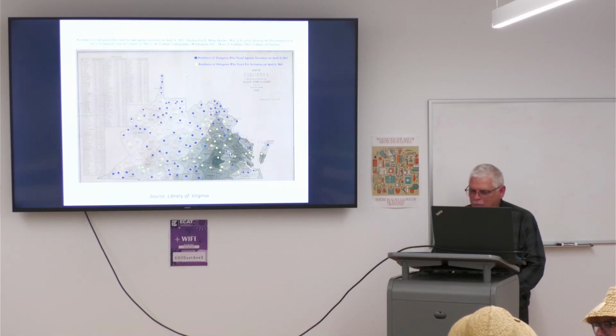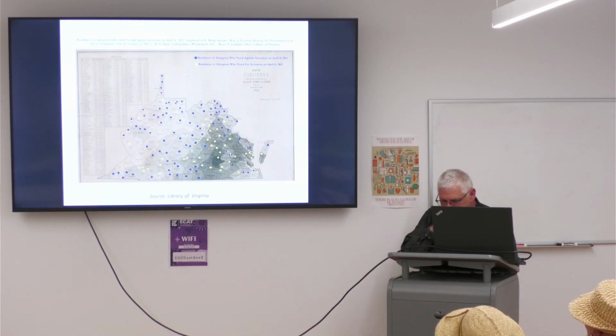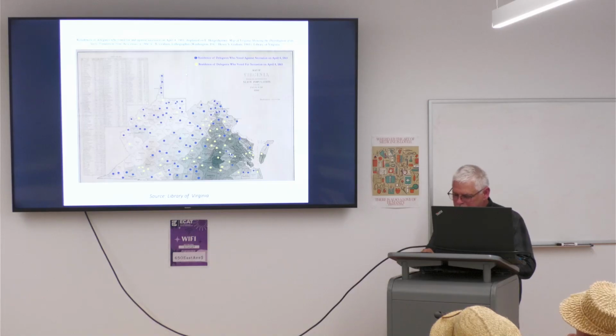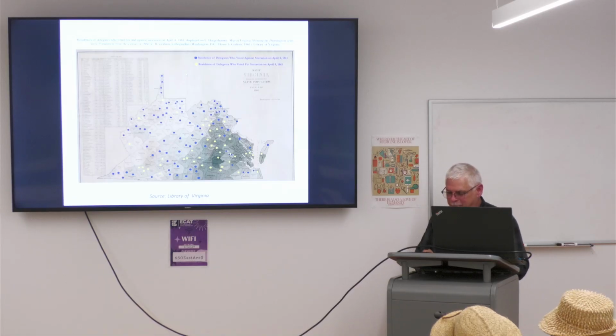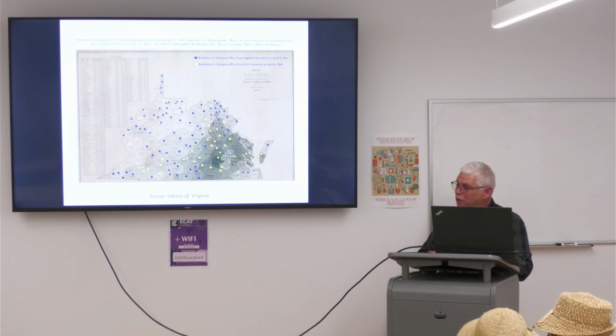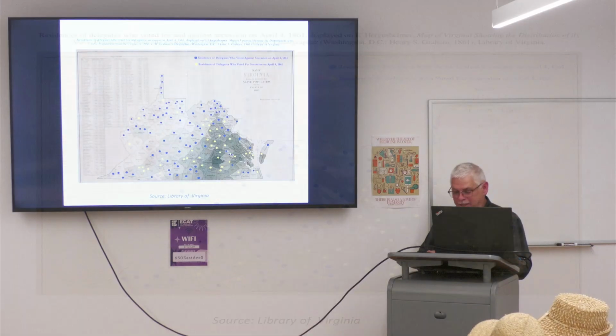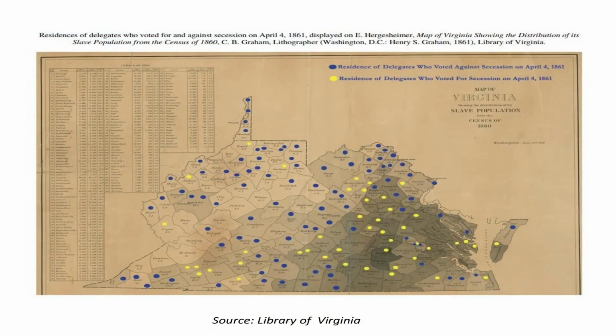is not a map from the period, but I wanted to include it. It was produced by the Library of Virginia. And this map used the 1861 Virginia slavery map as a base map and superimposes the residence of the delegates who voted for and against secession in April 1861. So the blue dots indicate those who voted against secession, and yellow show those who voted for secession. And we can readily see that the western part of the state that had little slavery was heavily Unionist.